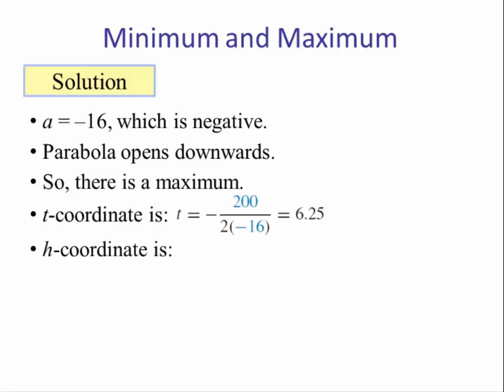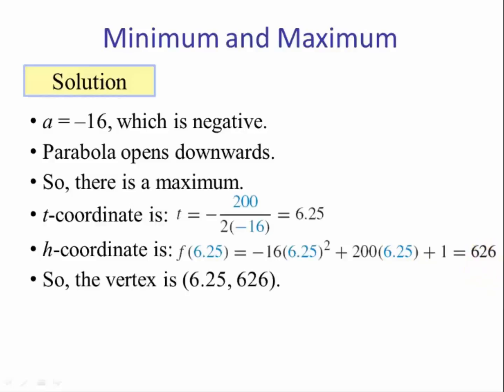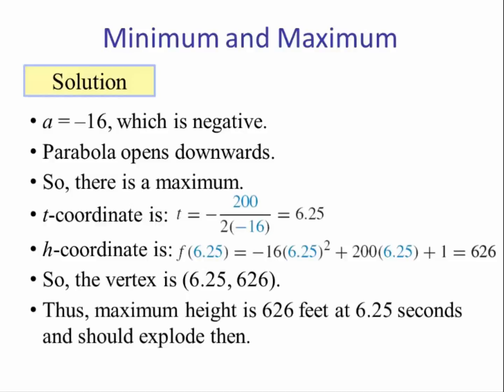What is the height? That's the h-coordinate. So we take 6.25 and we substitute that back into our quadratic. 6.25 squared times negative 16 plus 200 times 6.25 plus 1 gives us a height of 626 feet. So the vertex is 6.25. That gives us the time, and the height is 626 feet. So this maximum height will happen at 6.25, and that's when it should explode. And it will explode at a height of 626 feet.